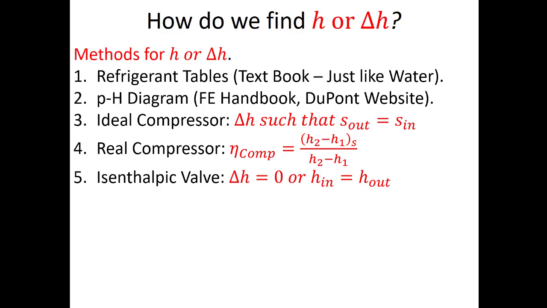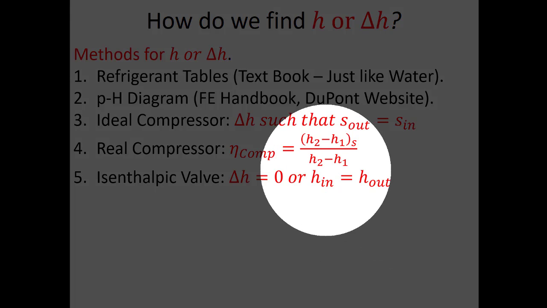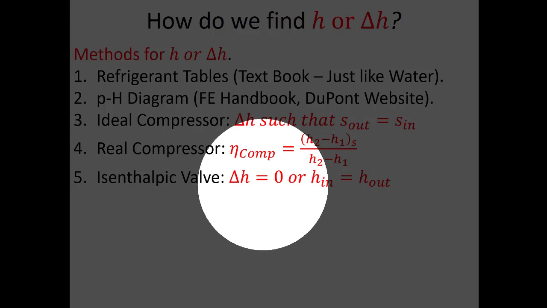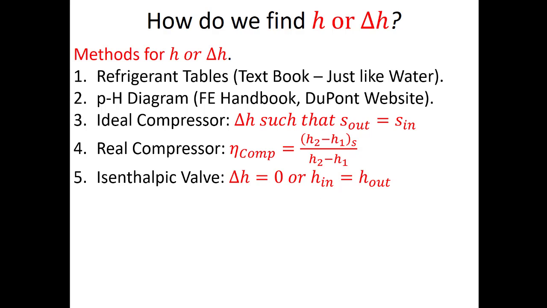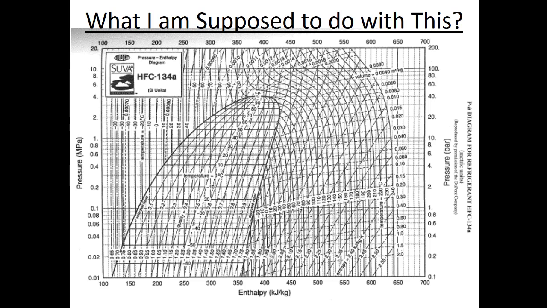So I guess most of this is hopefully not new. I guess the valve is somewhat new, but pretty easy when we think about delta H. As long as you remember that it's isenthalpic, delta H is equal to 0. The part here that's not new is this pH diagram.